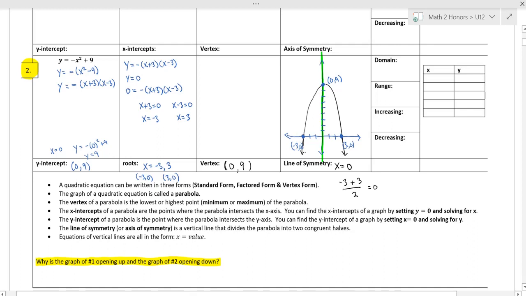So it's important to interact with the picture as you find the y-intercept and the x-intercepts. Put them on the graph. Start thinking about where's the middle of this graph? Where's that line of symmetry? How do I get the vertex, and so on.